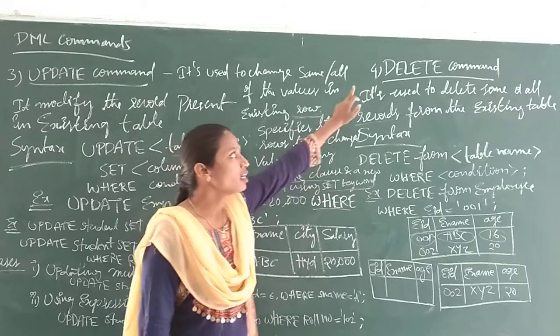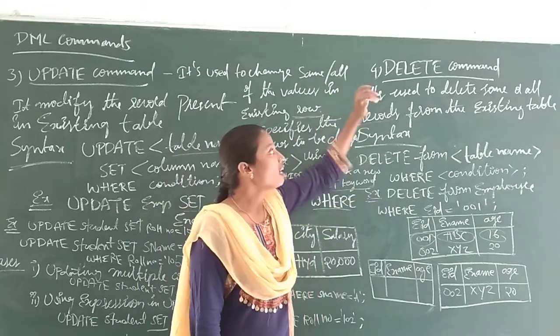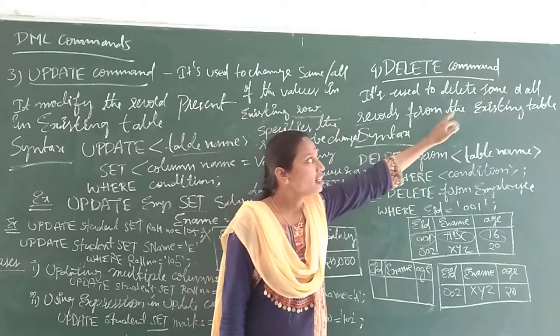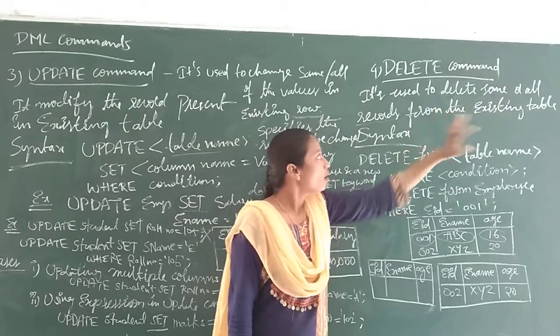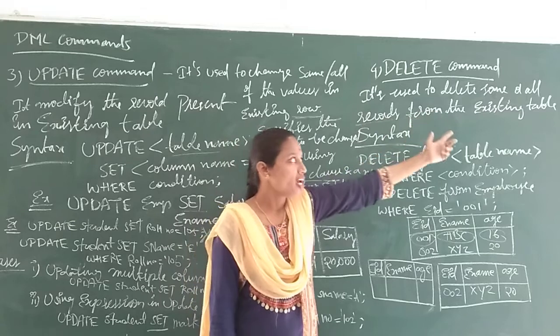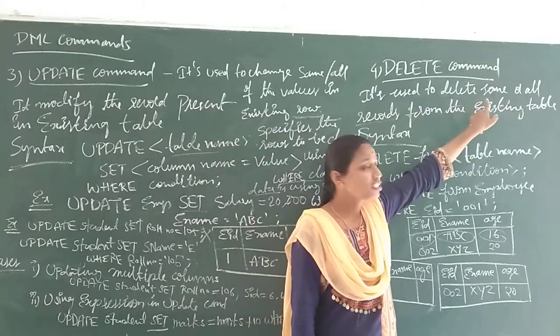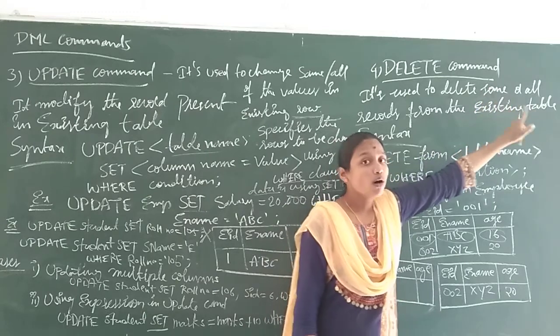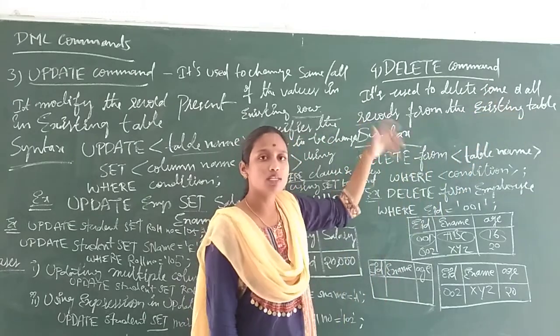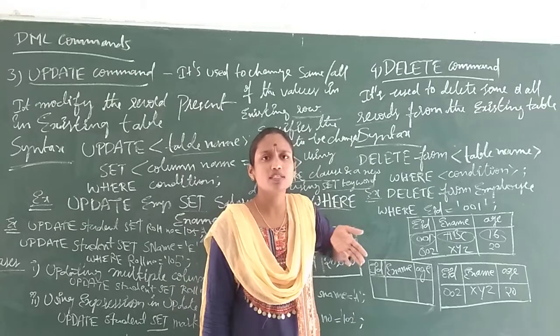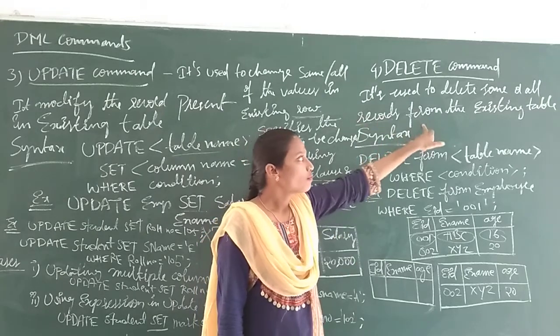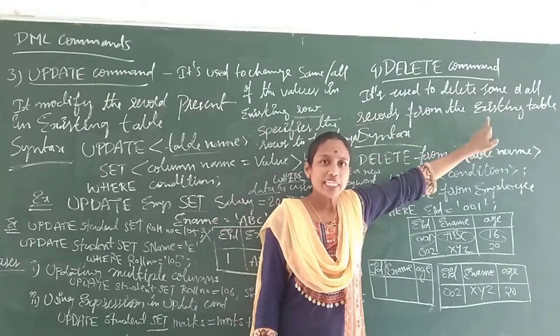Now we will see the delete command. It is used to delete some or all records from the existing table. Here it's mentioned some or all records. Records, rows, and tuples are all the same. Records from the existing table.